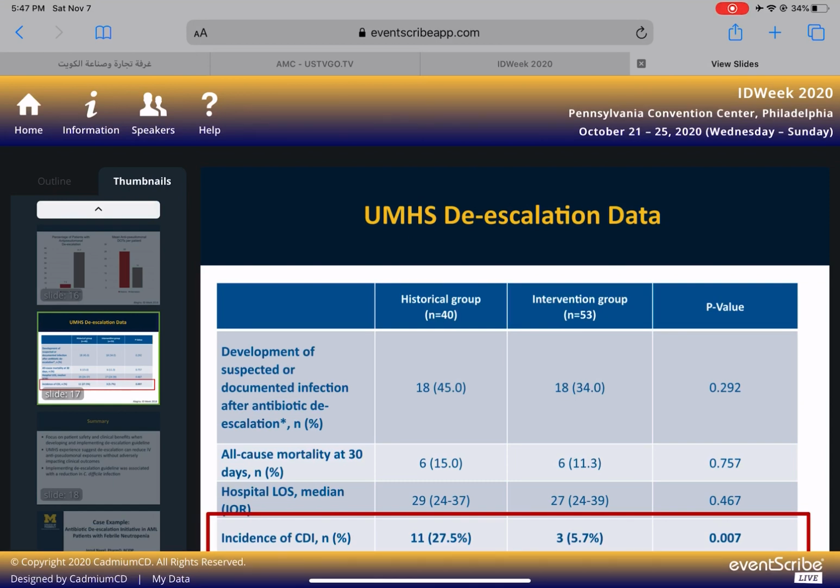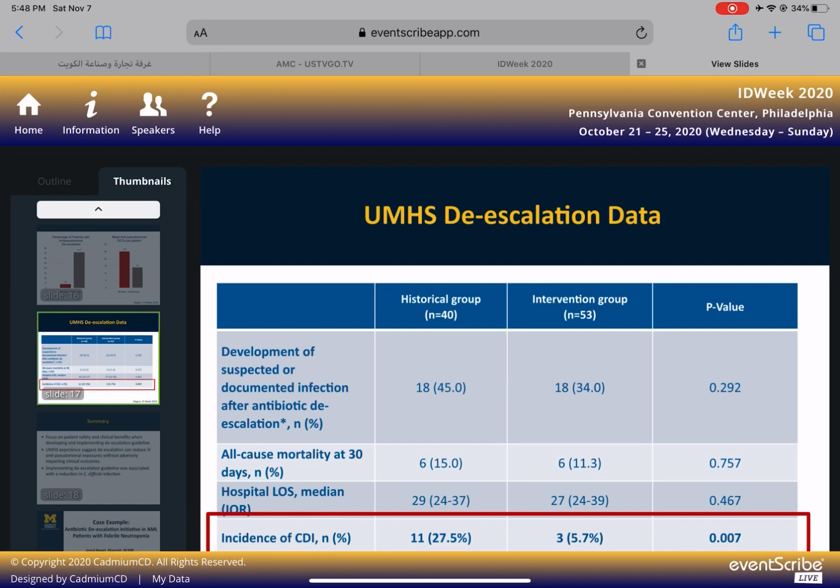So just as important as looking at antibiotic prescribing data, we need to make sure that even though we were giving these people less broad-spectrum IV anti-pseudomonal antibiotics, we weren't harming patients. And one of the key primary endpoints that we looked at was, did patients develop a suspected or documented infection after de-escalation? So when we de-escalated them in the intervention group, 34% of patients ended up needing antibiotic therapy for a suspected infection after we de-escalated them.